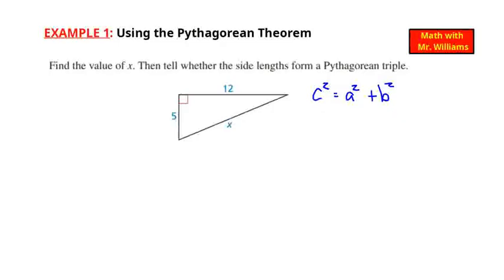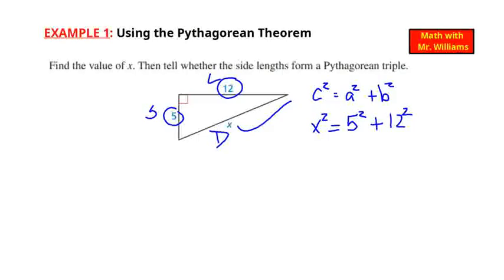So the c squared is going to change into x squared, and that's going to equal our a value, which is the 5, squared, plus our b value, which is the 12 squared. Now, you could think of this as the shorter side, the longer side, and the diagonal. Okay, so let's go ahead and do our math here.